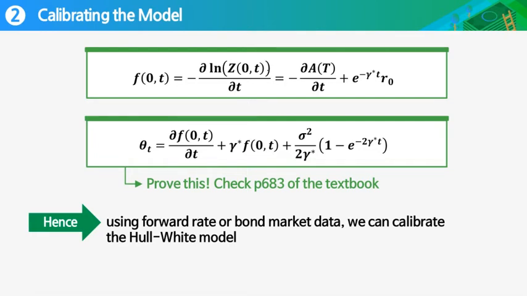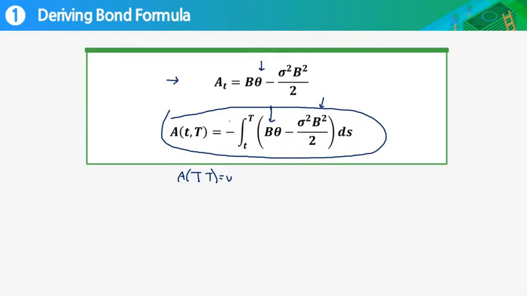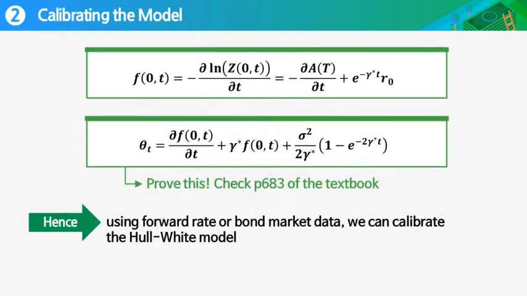Again, we use this one. The forward rate is basically this one, with the 0T over here. Because we know A, we can take the derivative of A with respect to T. A looks like this one, so we can calculate the derivative of A with respect to T over here, because it's T, right? So we can calculate this one.